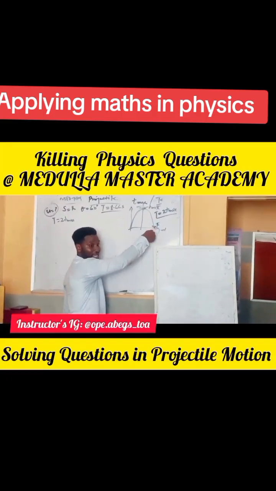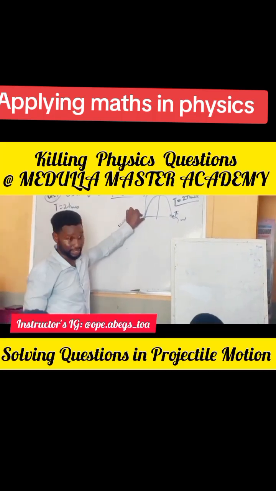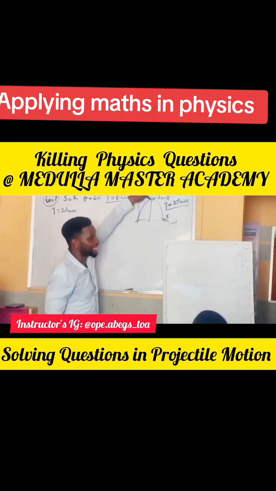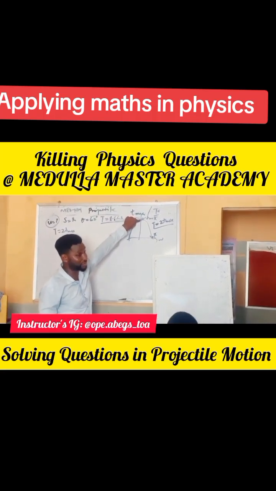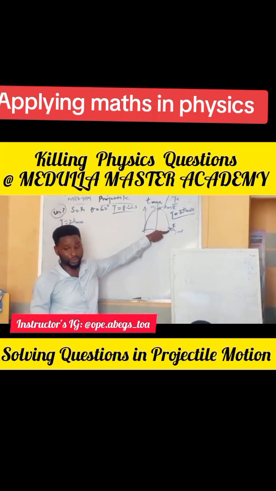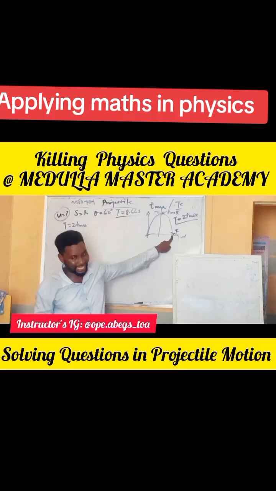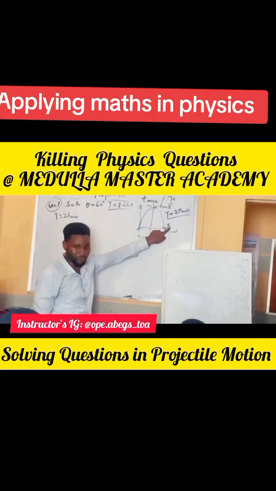Projectile motion. Are you getting me now? Whenever you project something from the same plane, once it gets to the highest point in projectile, we call it T max. That's T maximum. Now, if it comes back to the plane from which it was projected, it becomes time of flight. So that's the difference between T max and time of flight.